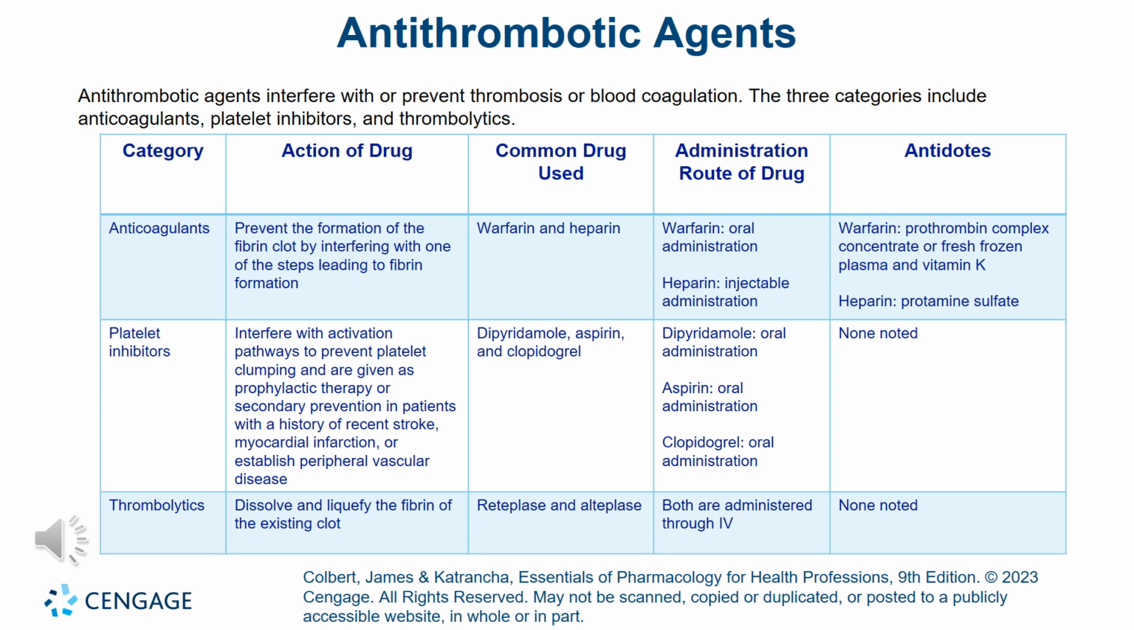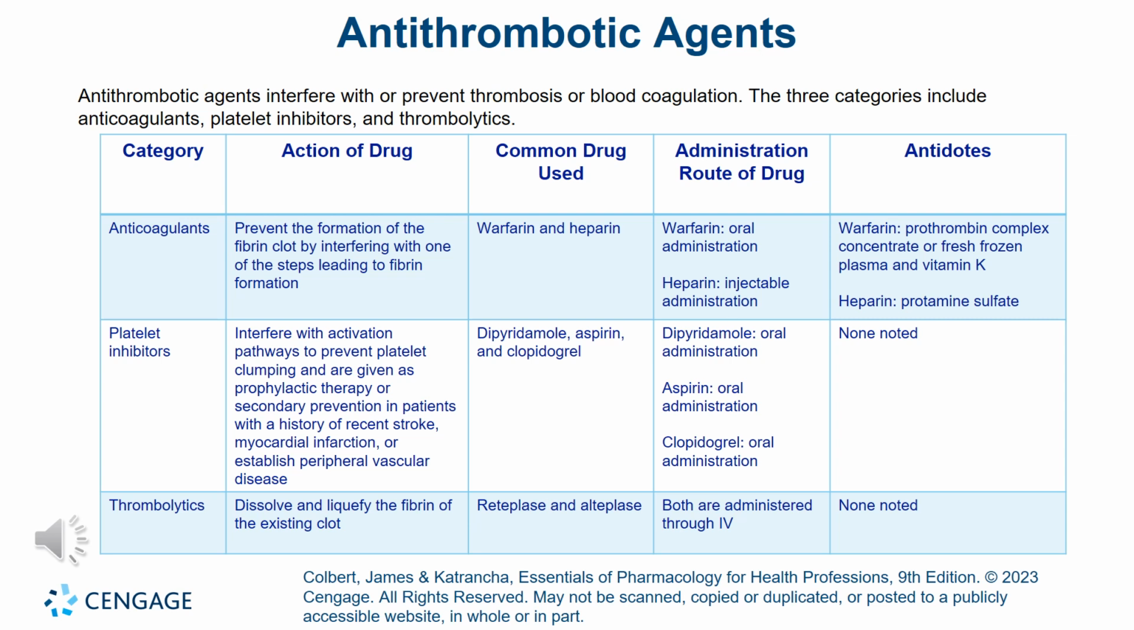So the purpose of anticoagulants is to prevent the formation of the fibrin clot by interfering with one of the steps leading to fibrin formation. Their purpose is the same, to prevent the formation of clots or decrease the extension of existing clots in such conditions as venous thrombosis, stroke, pulmonary embolism, and coronary artery occlusion.